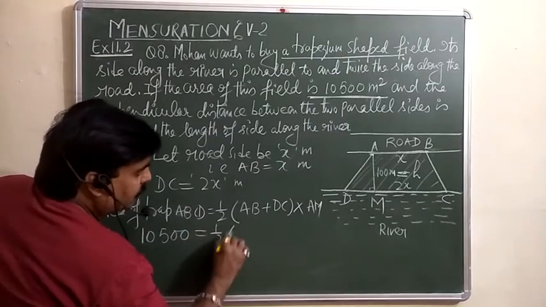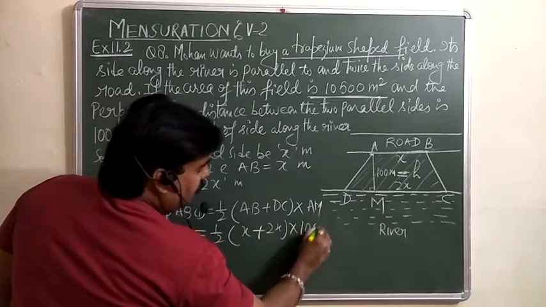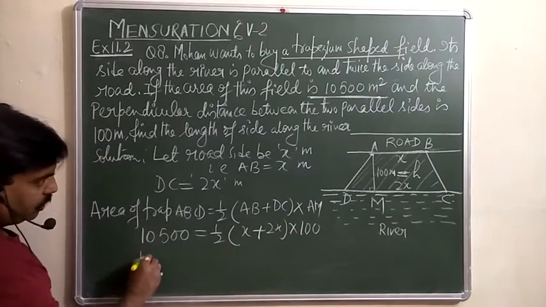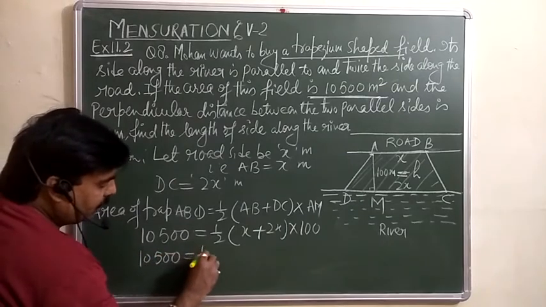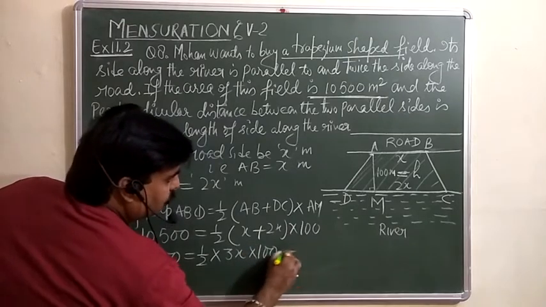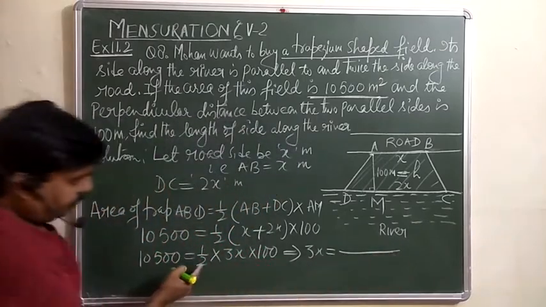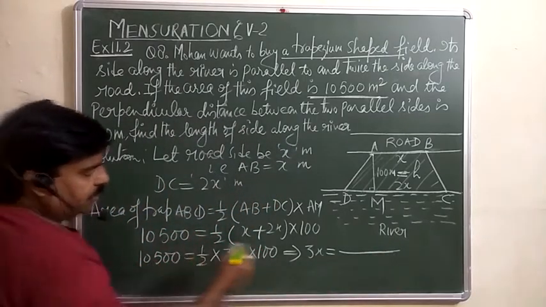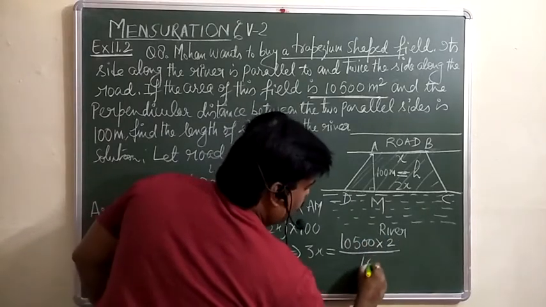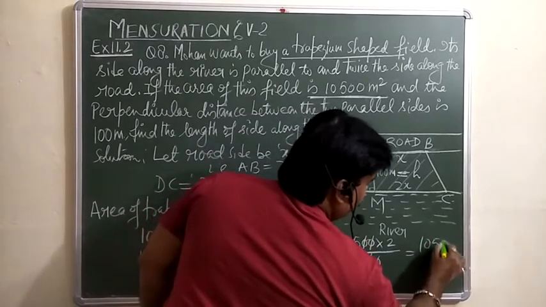That is 1 by 2. AB is x, this is 2x, into 100. You can multiply by 2 and divide by 100. This is your 3x. 10500 equals, you can write one more line, 1 over 2 into 3x into 100. So here 3x is equal to, directly doing this, what will happen? It is multiplied by 2 and divided by 100. So 10500 into 2 over 100. These two you can cancel out. So this is 105 into 2.